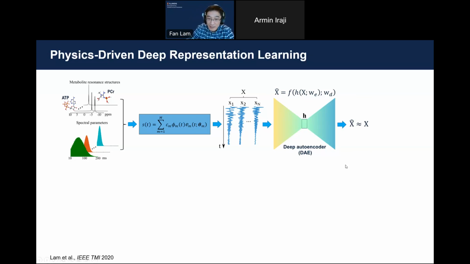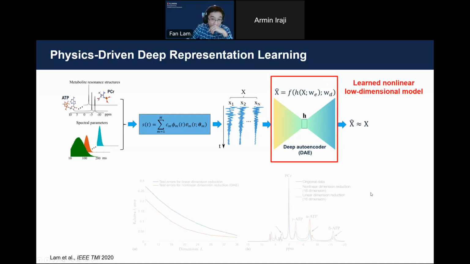In this particular case, it is the deep autoencoder. And we can also combine this with a small number of experimental data to fine-tune the network to allow it to better capture population or experiment dependent variation.